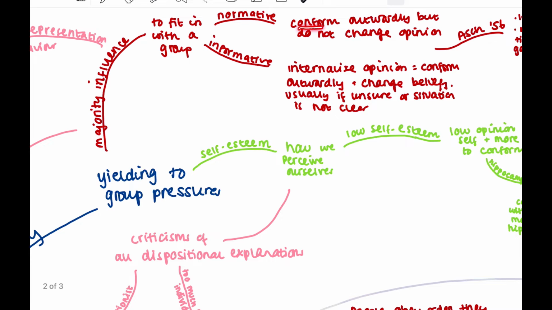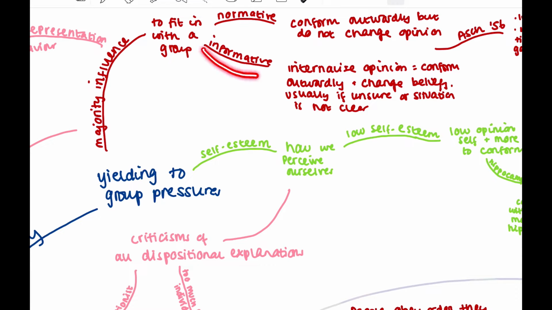This is when you conform outwardly, so you appear to have changed your behaviour to agree with the group, but you have not changed your internal opinion. So although you're doing the behaviour to fit in with the group, inside you do not believe in that. You've got your own belief that has not changed. You're just changing your external behaviour.